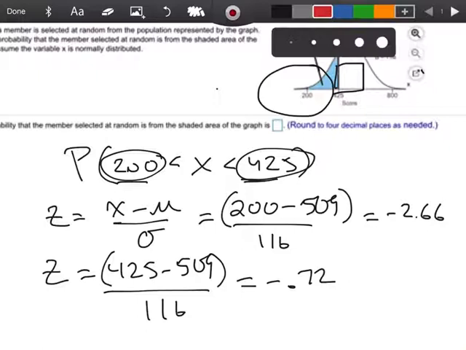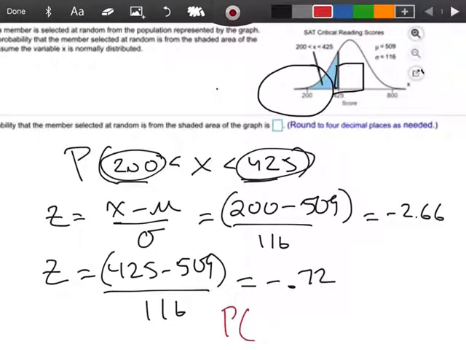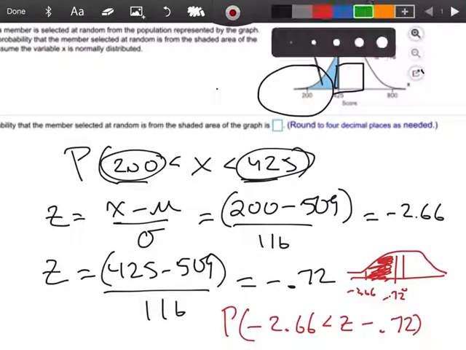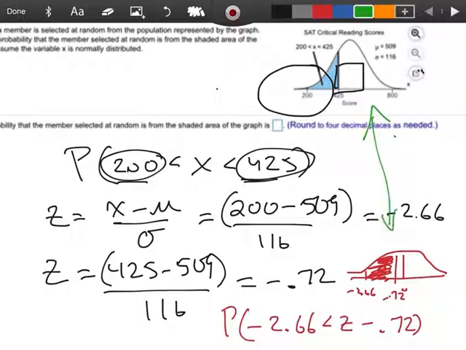Okay, so now what we're looking for is, when is my z value going to be between negative 2.66 and negative 0.72? So I'm going to draw a picture of that just so you get an idea of what that means. Okay, so here's z is 0. Here is negative 2.66. And right about here is negative 0.72. And I'm looking for this area. So notice this picture here and this picture here is supposed to be similar. Obviously, they drew theirs much prettier than I did.